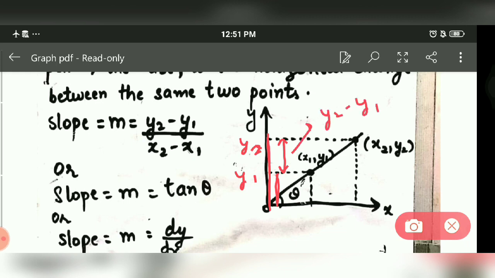Similarly, this is x1, this is x2. x2 is complete up to here, x1 is complete up to here. The difference between these two is this point. This is what? x2 minus x1.